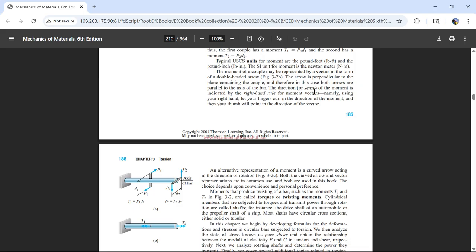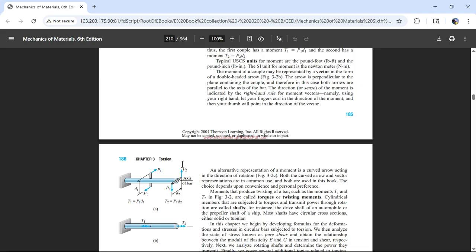The direction or sense of the moment is indicated by the right-hand rule for moment vectors. So this one we said thumb is towards the fixed end. This is thumb away from the fixed end. And it says, namely, using your right hand, let your fingers curl in the direction of the moment force. We've talked about that. And then your thumb will point in the direction of your vector. So thumb points this way for this one.